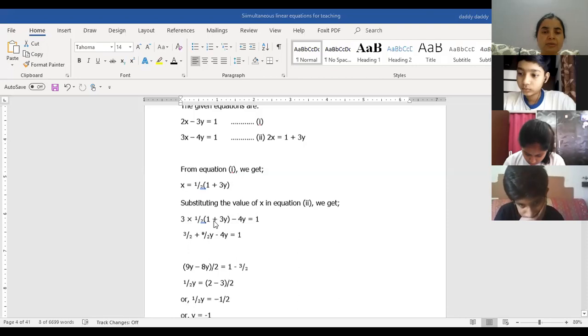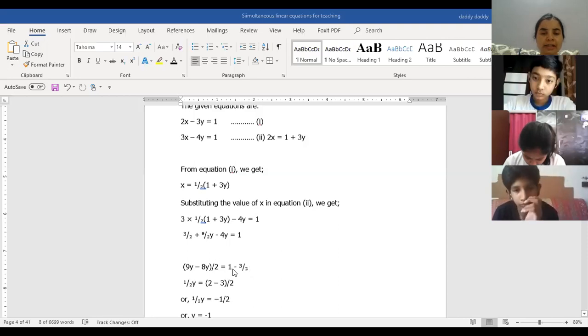Inside the bracket is 1 plus 3y. This 3 by 2 will get multiplied with both the terms inside the bracket. So it will be 3 by 2 plus 9 by 2y minus 4y is equal to 1. And then you have to just transpose 9 by 2y minus 4y on one side, and 1, this pure number, minus 3 by 2 will go on the other side.